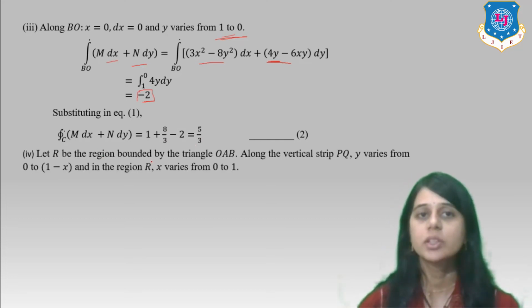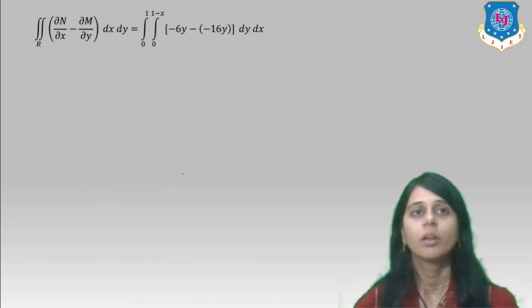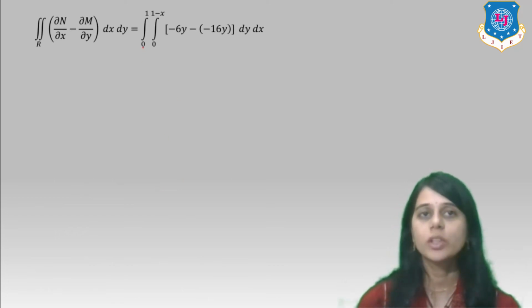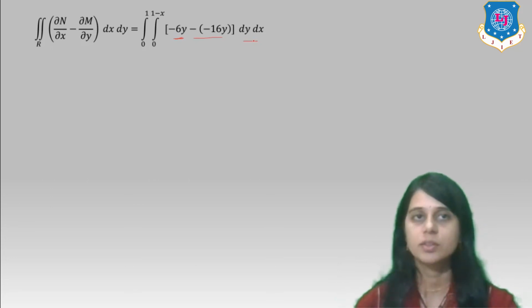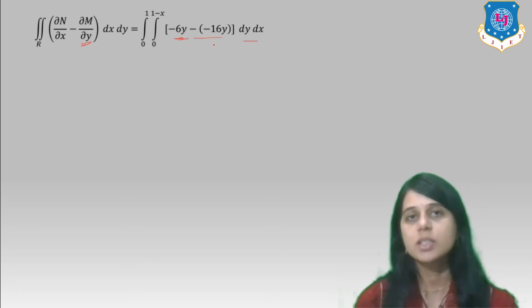Let R be the region bounded by the triangle OAB along the vertical strip PQ. Y varies from 0 to 1 minus x, and x varies from 0 to 1. The double integral of del N by del x minus del M by del y dx dy over the region, 0 to 1, 0 to 1 minus x, is minus 6y minus 16y dy dx. What is del N by del x? Minus 6y. Del M by del y, minus 16y.